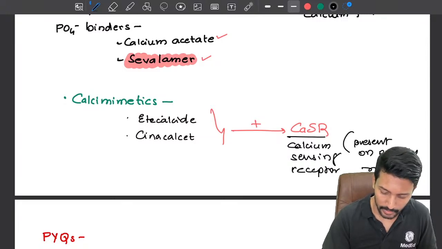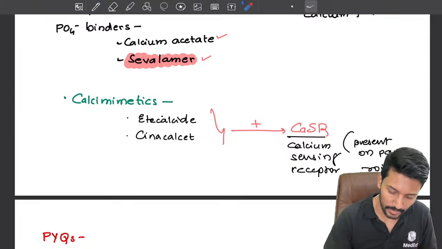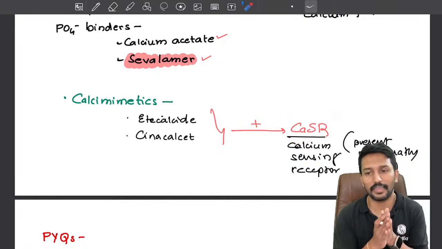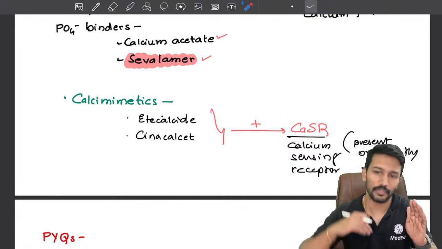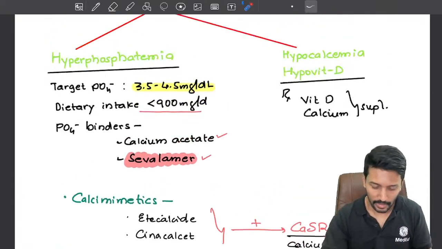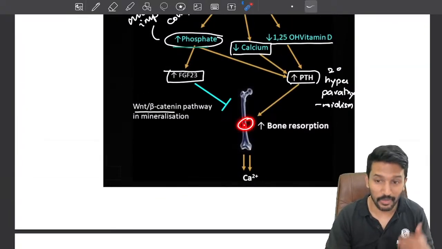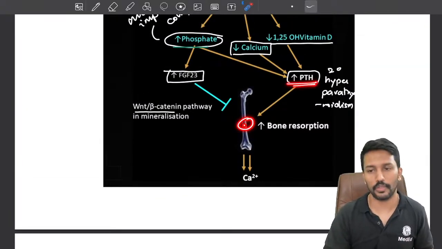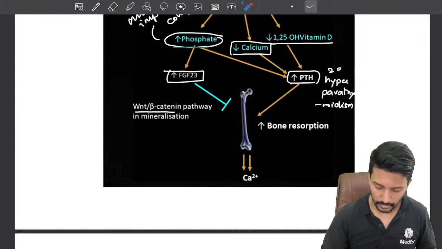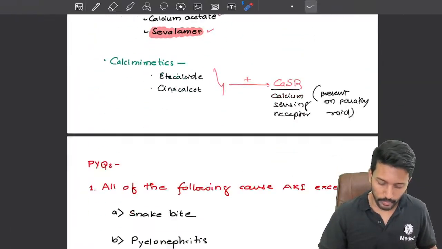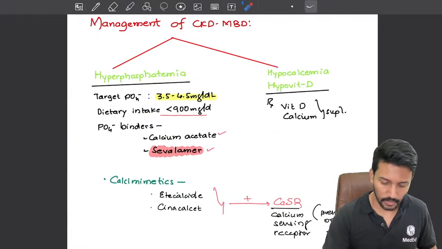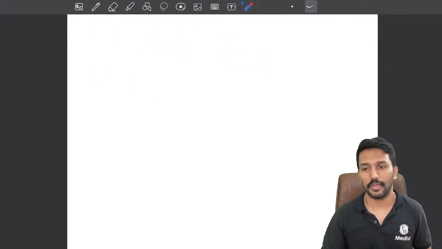So if these substances stimulate the CASR on the parathyroid gland, the gland thinks that there is sufficient calcium in the blood, so it will stop the parathormone release. And if there is a decrease in parathormone release, then the bone calcium clearance that is happening under the influence of parathormone will come down. Clear? Okay, so that is how we manage calcium and mineral bone abnormalities in CKD.